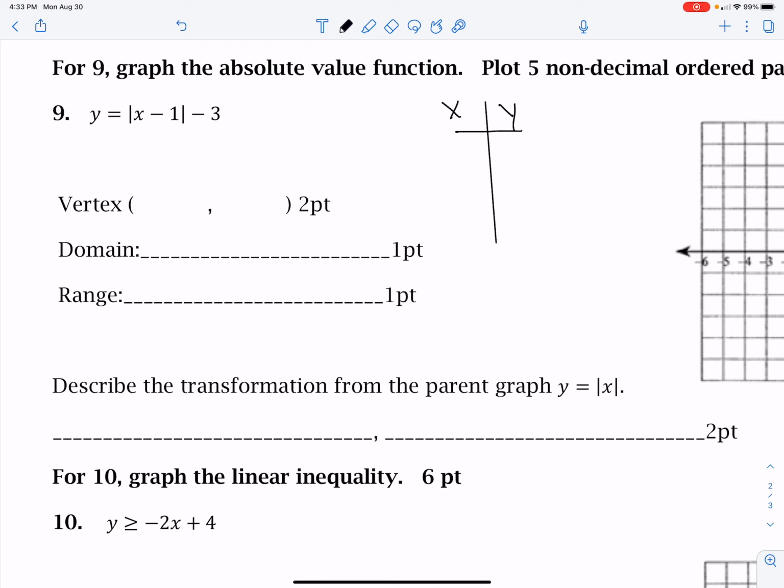Now, I want you on your table to always pick 5 magic numbers. And those magic numbers, I always start with 0. And then I pick -1, -2, 1, and 2. And you have one extra box on the bottom, so go ahead and use that box, which is 3.